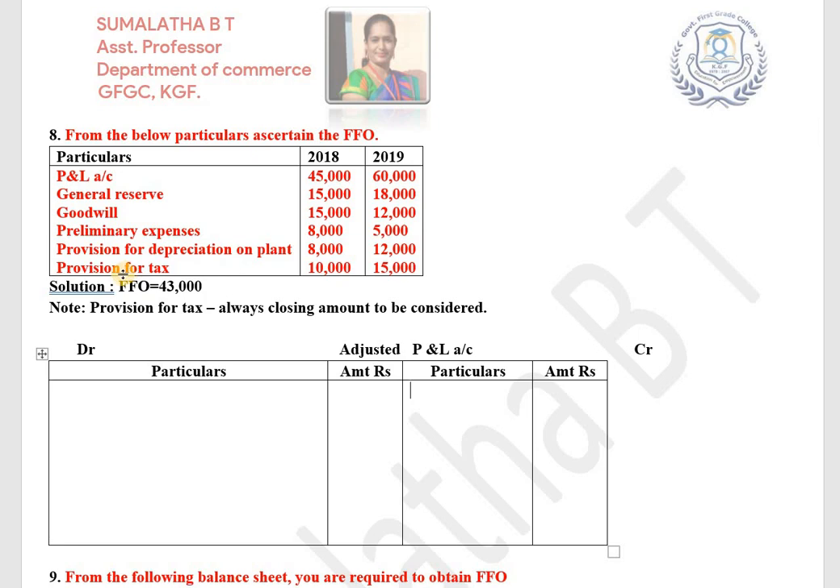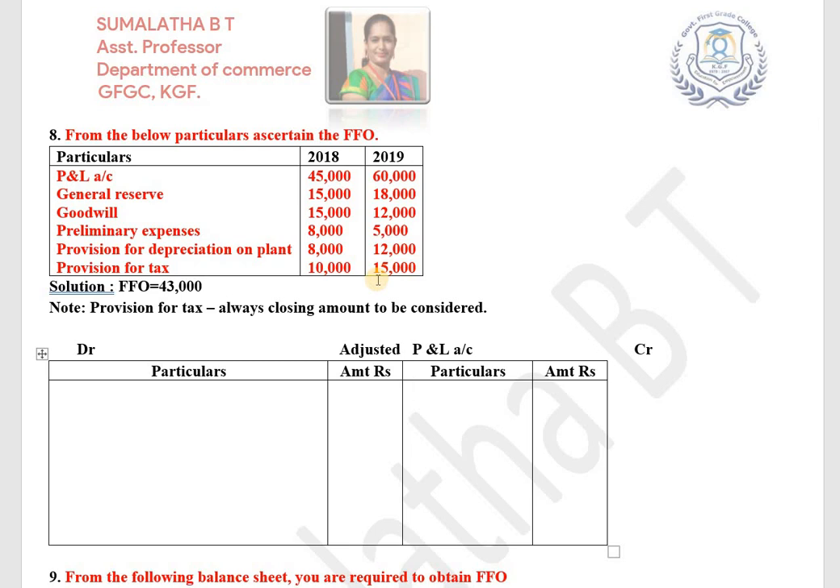And when it comes with the provision for tax, please my dear students keep this point in your mind. When it comes with the provision of tax, here we don't show the difference because every year we go for paying the tax and the tax payment depends on your income. So here what we do is, last year we had kept 10,000 as a provision for the tax payment. This year we are keeping 15,000. So when you are taking with the provision of tax, always you have to consider the closing amount.